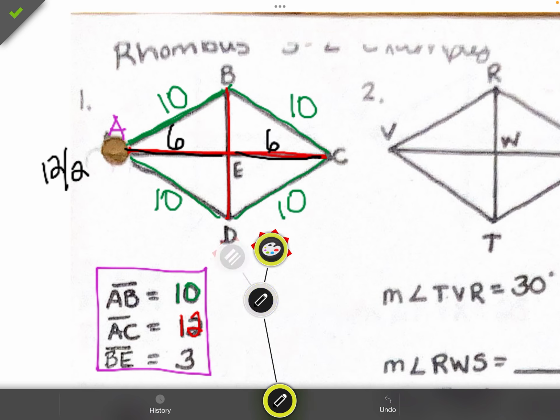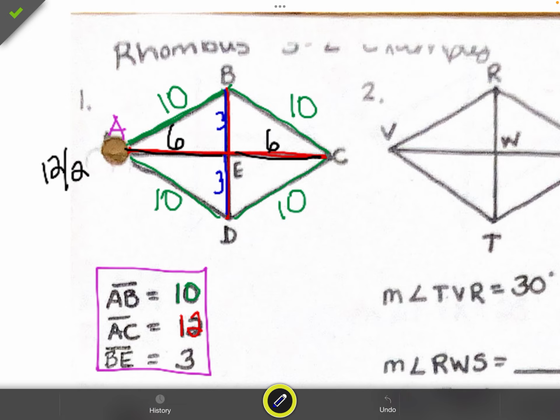All right, let's look at the last piece of information they're giving me. The last piece of information is BE is equal to 3. So I find BE, it's right here. I notice that BE is part of the diagonal. Okay, the diagonal is BD. And so this piece is 3. Again, going back to that property that we learned yesterday, diagonals bisect each other. So if that little piece from B to E is 3, then you know that this piece from E to D is 3. Okay, so now I've put everything on my picture that they've told me.